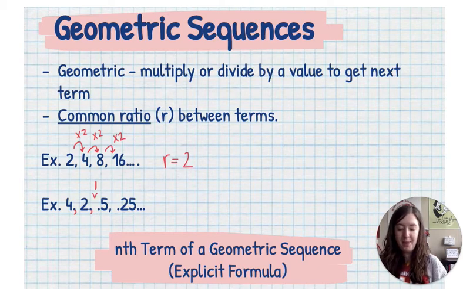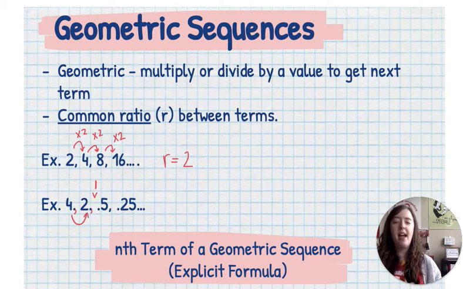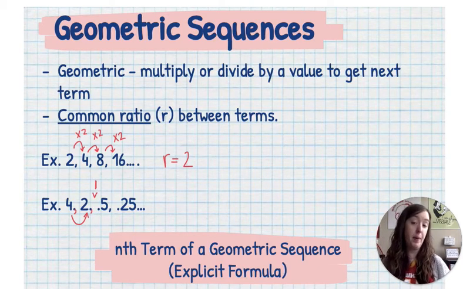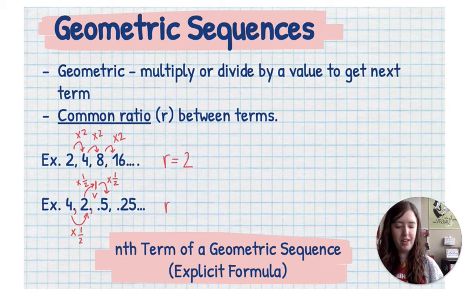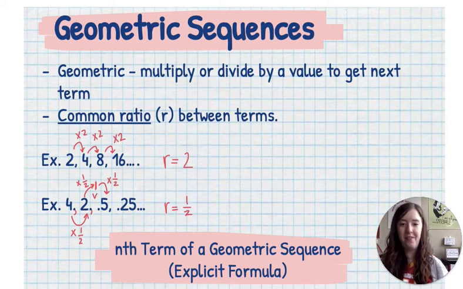So every time I'm dividing by 2, but I have to think about what I'm multiplying by. That's the same thing as multiplying by 1/2. From 2 to 1, we multiplied by 1/2. And from 1 to a half, we multiplied by 1/2, and so on. So our common ratio there is 1/2.